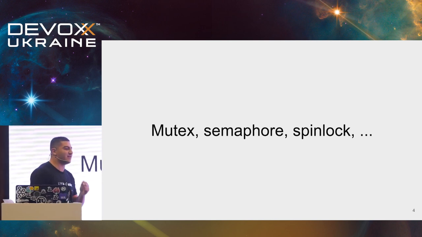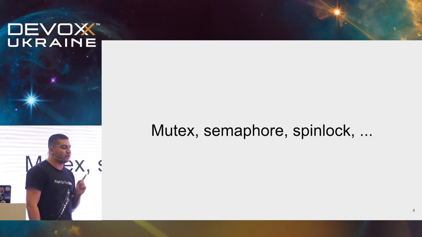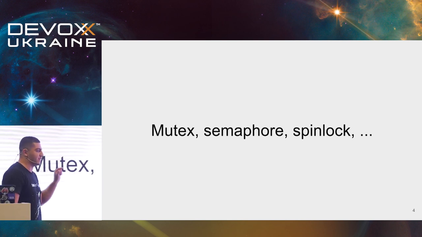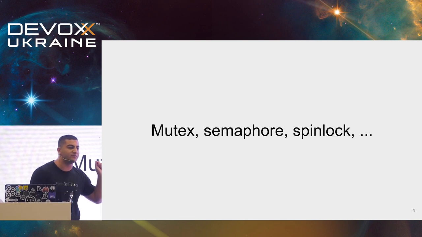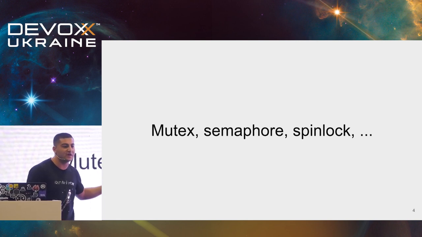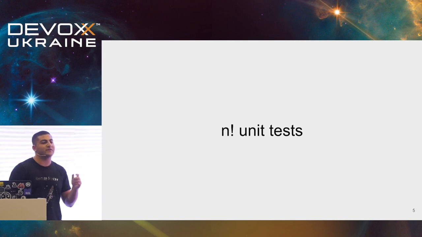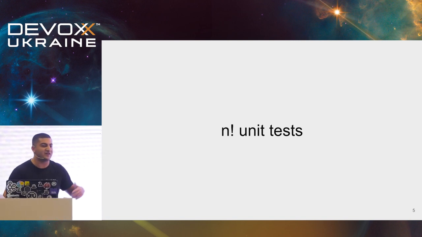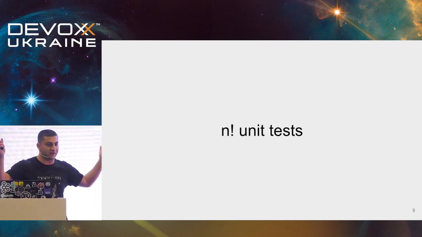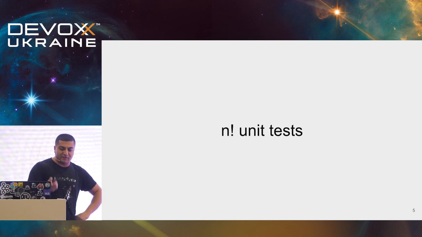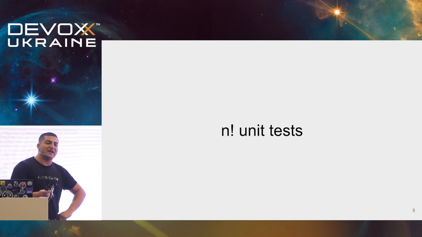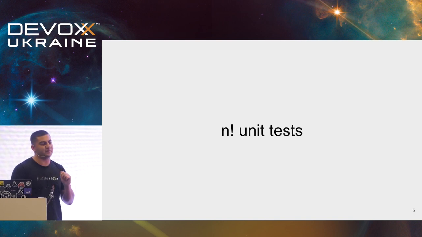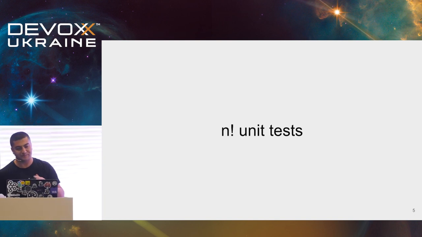This is horrible for me, because when you have to write code that uses mutex, semaphore, spinlock, or every concurrency primitive, you can't test it all, because the number of tests will be n factorial or something. The idea to get past this is to base it on mathematical proof.